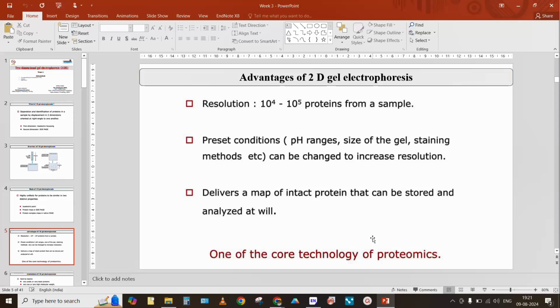There is also a wide application range, or versatility. It is applicable to a wide range of samples, including whole cell lysates, tissue extracts and body fluids. This is useful in various research fields, including cell biology, medicine and biotechnology.